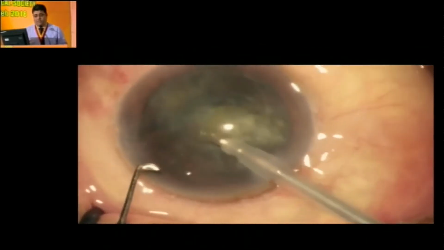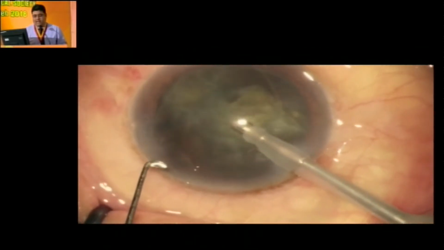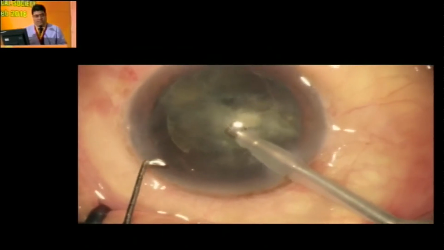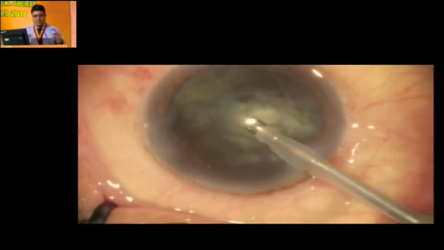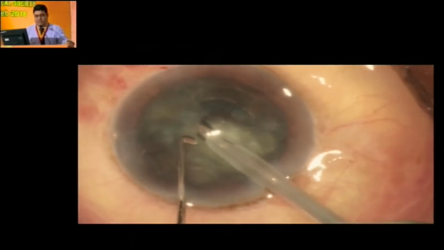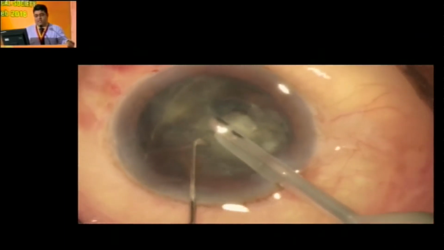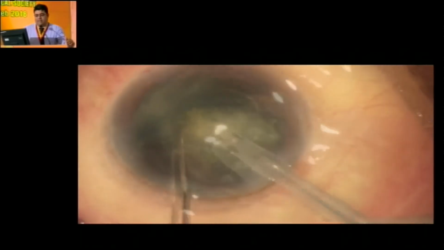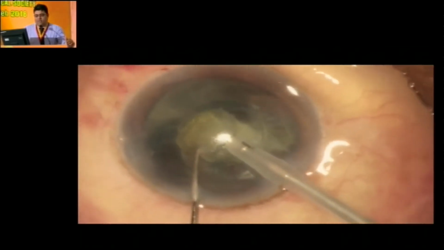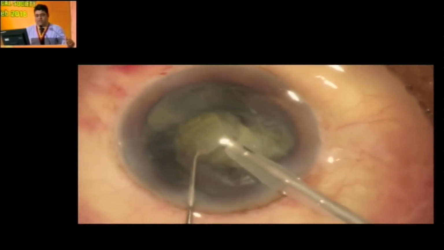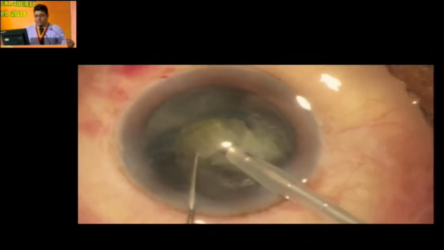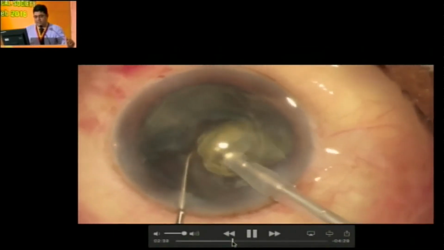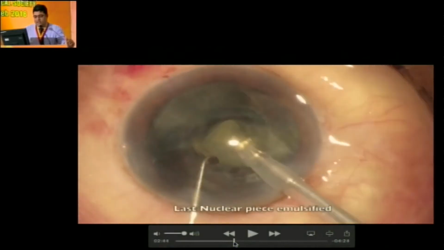If the posterior polar cataract is very soft, and there is no need to make two ports, then you can go with the bimanual irrigation aspiration cannula itself, doing hydrodelineation. But if you have a grade 3 or grade 4 nucleus, it's always better to attack them from the opposite side without rotating them. Now see the whole nucleus, this is the last nuclear piece which I am taking out.